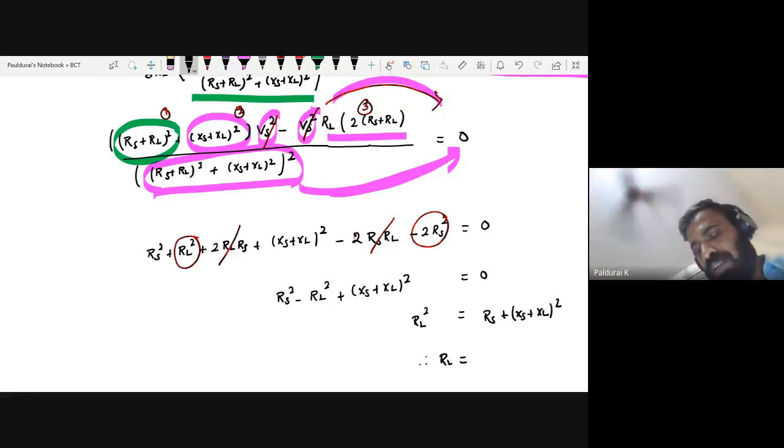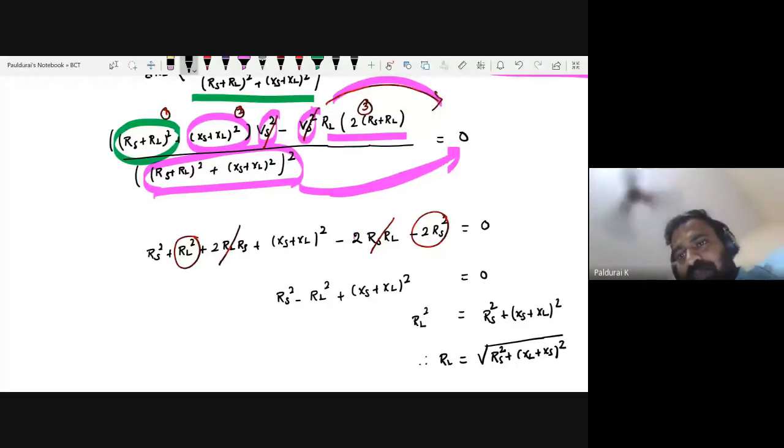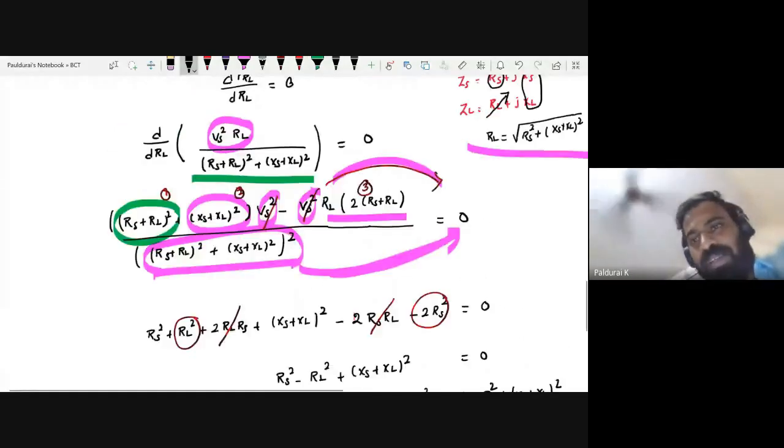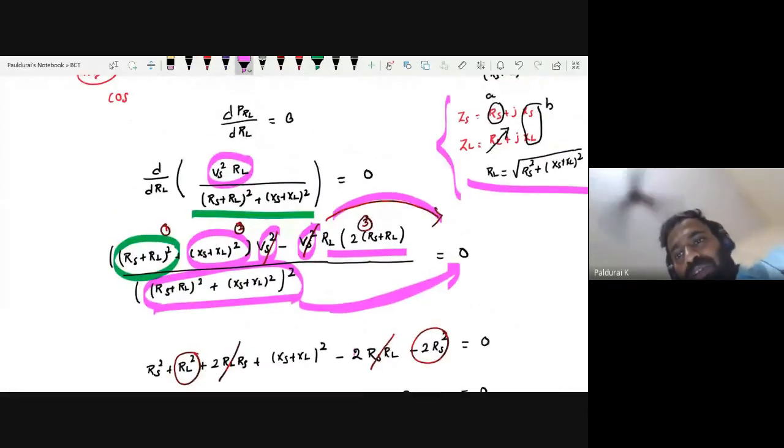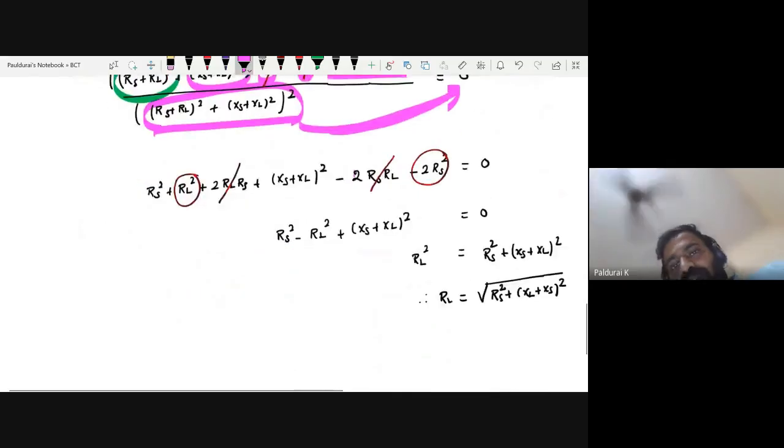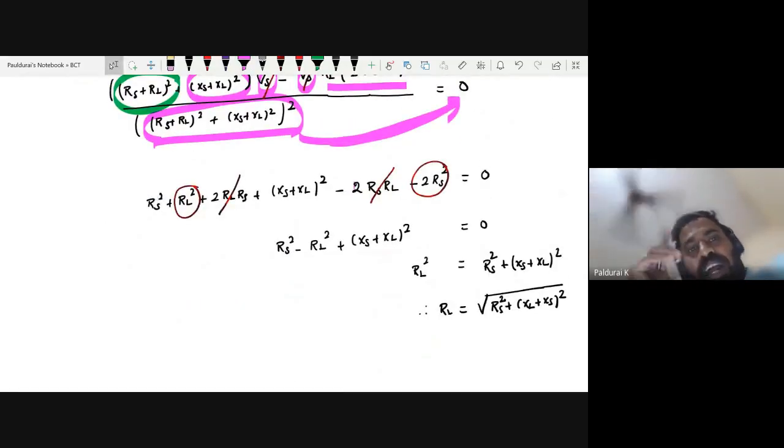Therefore, what is my RL? Square root of Rs squared plus Xs plus XL the whole square. That is what I said here. How to remember this final expression is very important. Since both my load and source are impedances, and the load is variable, here RL alone is variable. So except RL, the remaining I have is Rs, real part, the whole square, and imaginary part, Xs plus XL, the whole square. So it's very easy to remember the final expression when RL alone is variable. Got my point?